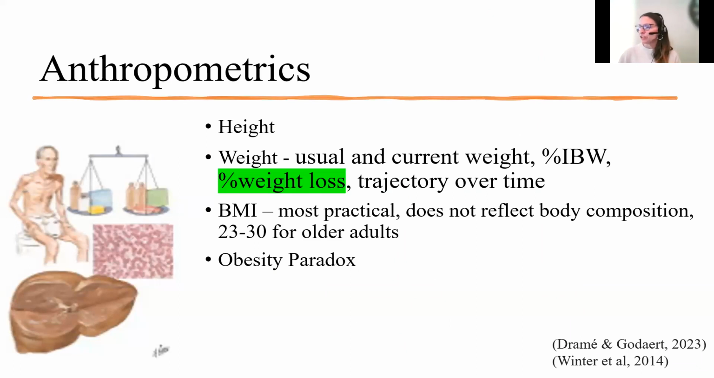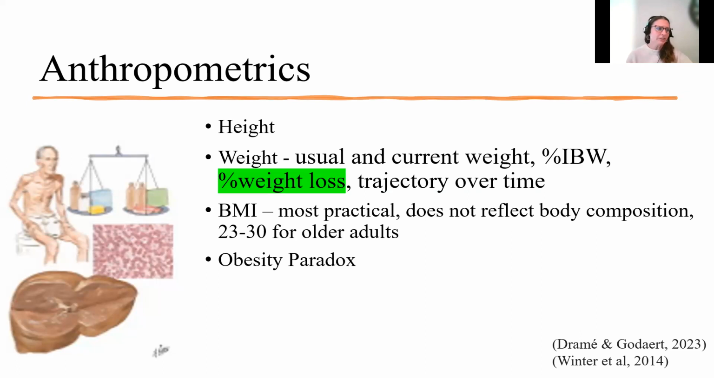When I think of anthropometrics, what typically comes to mind is height, weight, maybe waist circumference, BMI. The biggest piece, especially with geriatric nutrition, is what is your usual body weight and what do you weigh now? What type of change in weight or trajectory over time do we see? The BMI is also often used. We know now that there's pros and cons to this. It is very practical and simple to use, but it does not reflect the body composition changes that we've already talked about happening in the older population, like less lean body mass and more body fat.